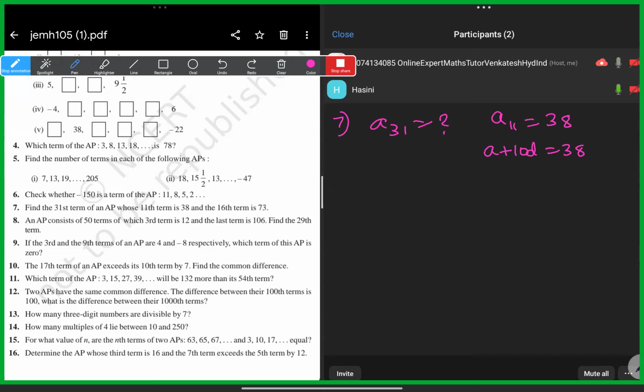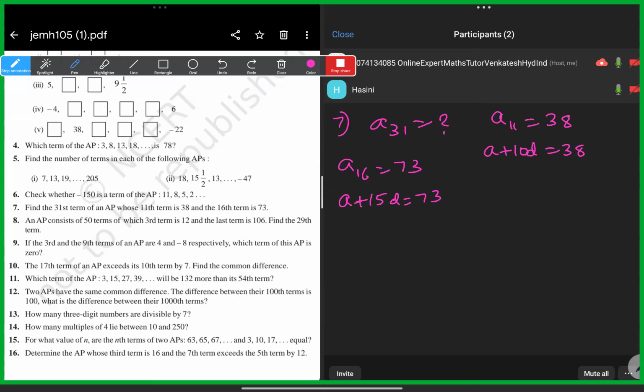Then one more is given. a16 is 73. a16 means a plus 15d is equal to 73. Directly I'm writing, because the other day we learned it. a plus 15d, how I wrote it, you know. Yes, because in a plus n minus 1 into d, n is 16. If we keep it, we'll get this one. Because every time we will not write the formula now, from now on.